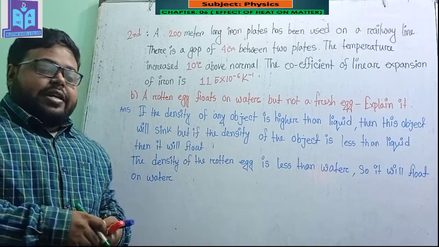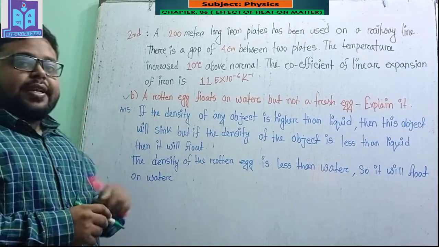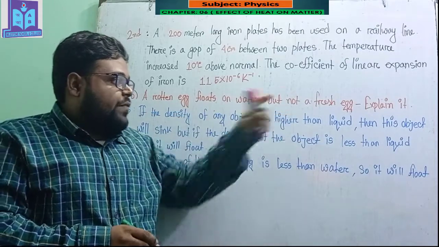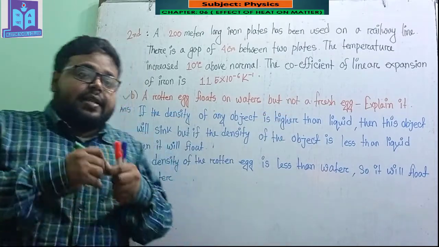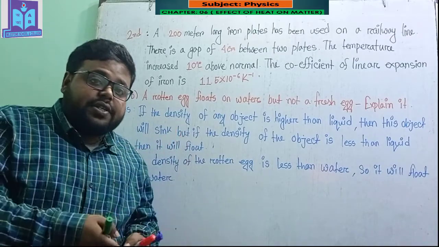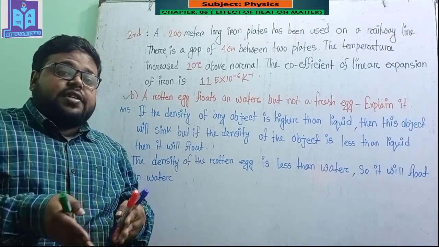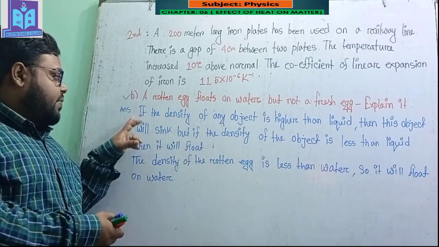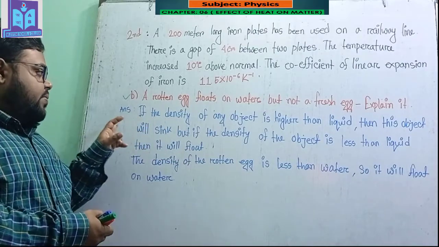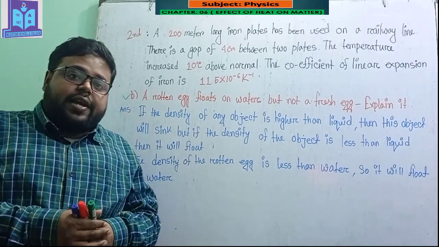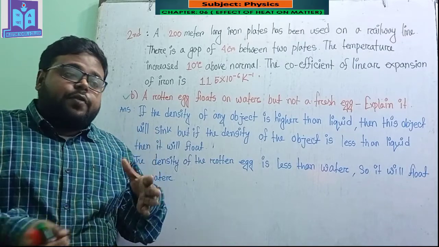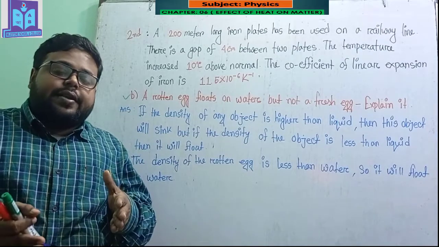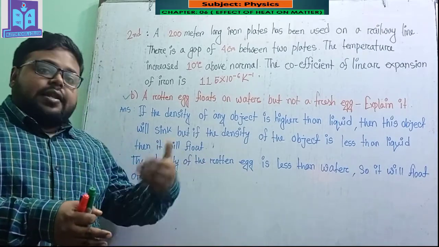Dear student, our number B question is: a rotten egg floats on water but not a fresh egg. Explain it. That means a rotten egg floats on water but a fresh egg doesn't float on water. I have to explain it. Here you can see the answer. Do you know, dear student, will the object float or not? This totally depends on the density of the object and the liquid.